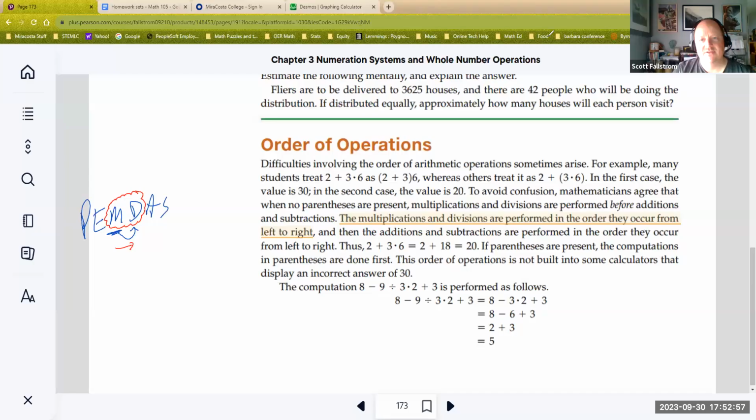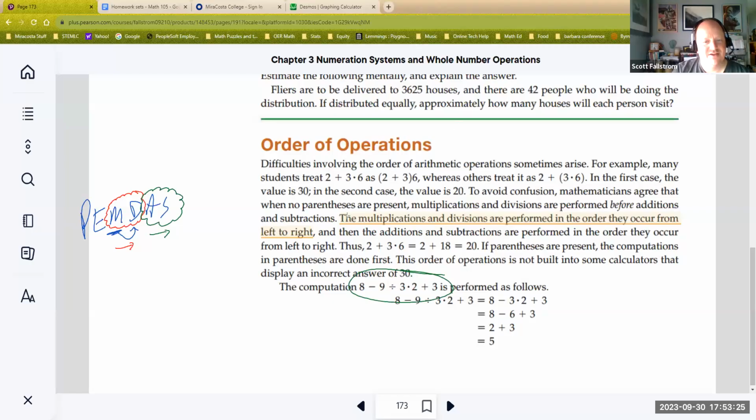And likewise, your addition and subtraction are extremely friendly as well. And so they go from left to right. Okay, so if there is no parentheses written at all, you look through and you look for multiplication and division, and you do those in order from left to right. Okay. Then once you get done doing that, you go back through it again. So this is kind of a tedious process.